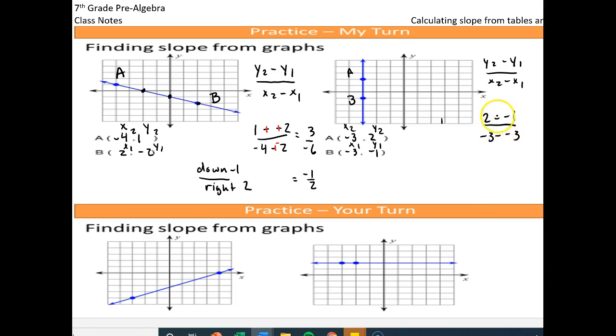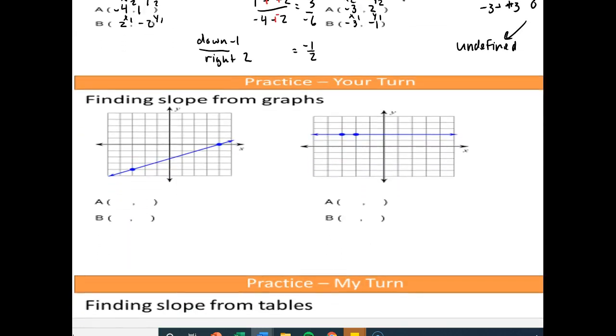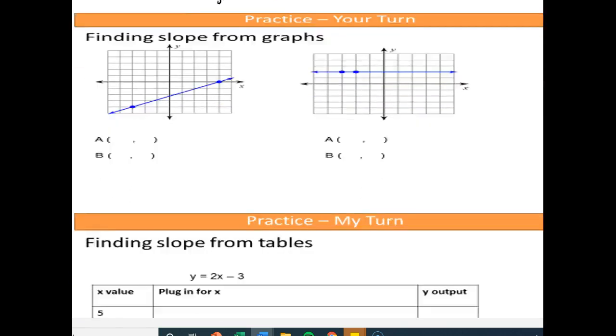Okay? When we KCC, we get 3 over 0, because -3 plus 3 is 0, and this is undefined, vertical. So you can go up 3 and right or left 0, or down 3 and right or left 0, and you'll notice if I go up 3, 1, 2, 3, or down 3, I end up on my line every single time. Okay? I'd like you to try to do these two on your own.